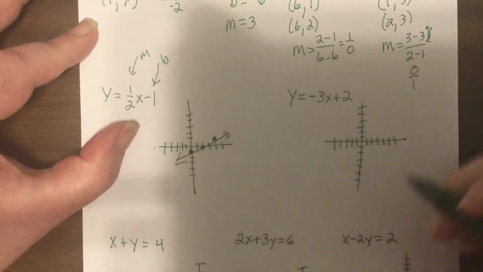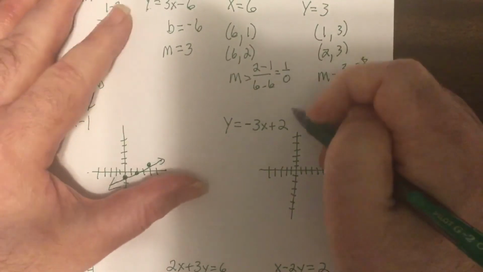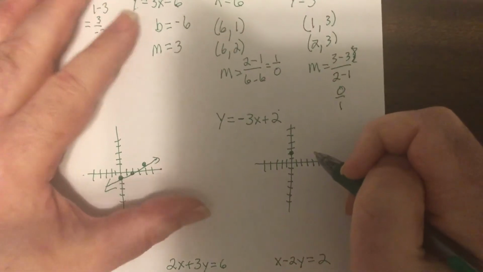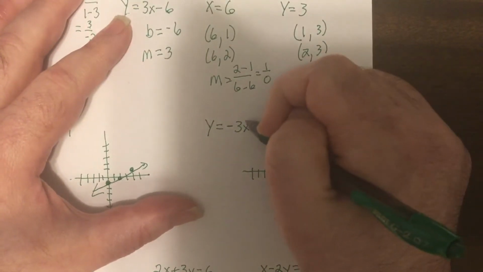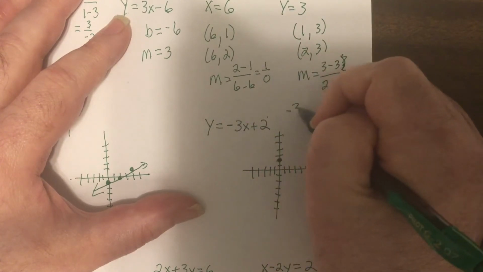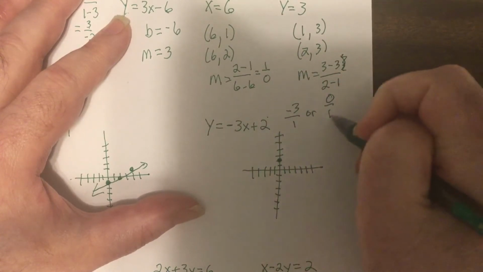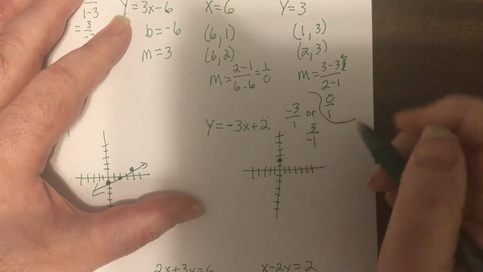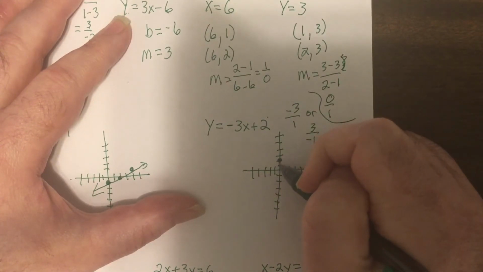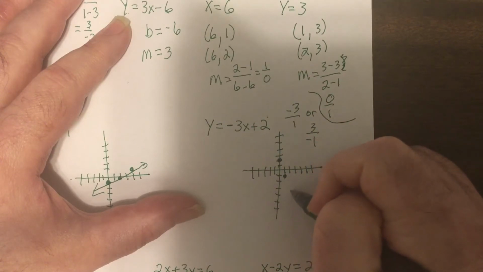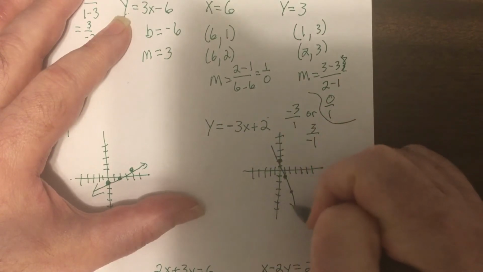So for this one, y-intercept is 2, put a dot at 2 on the y-axis, and the slope is -3, or -3 over 1, or 3 over -1. So we go down 3, right 1, down 3, right 1.